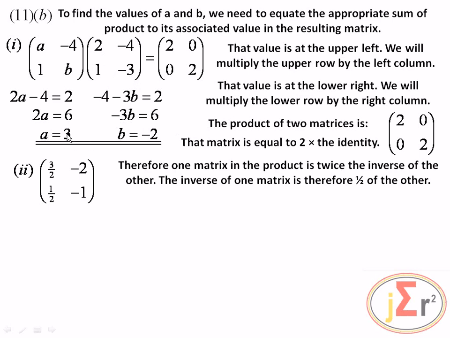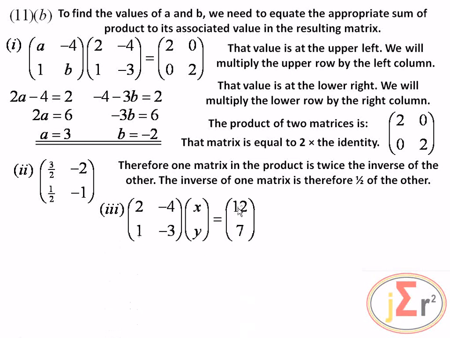The value that we have here is a 3 that should really be here, and a negative 2 that should really be here. So taking a half of 3, we get 3 over 2, and taking a half of this negative 4, we get negative 2. Taking a half of this, no difficulty, and taking a half of negative 2, we get negative 1. No problem.